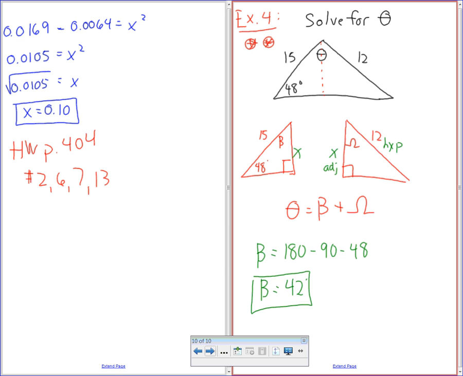How do I solve for that x on the left? Nope. Oh, come on, guys. I know it's been a long day. Not that long ago. How do I solve for x on the left-hand triangle? If you need me to redraw the triangle.